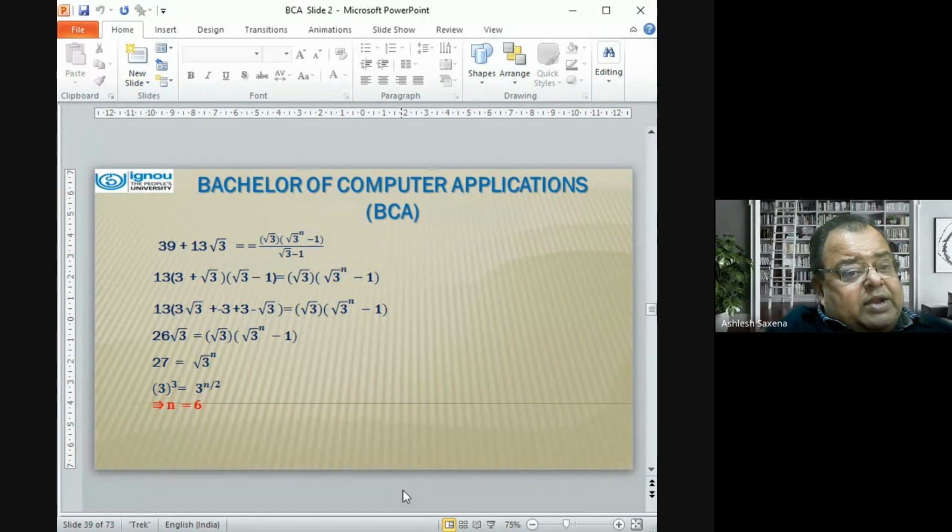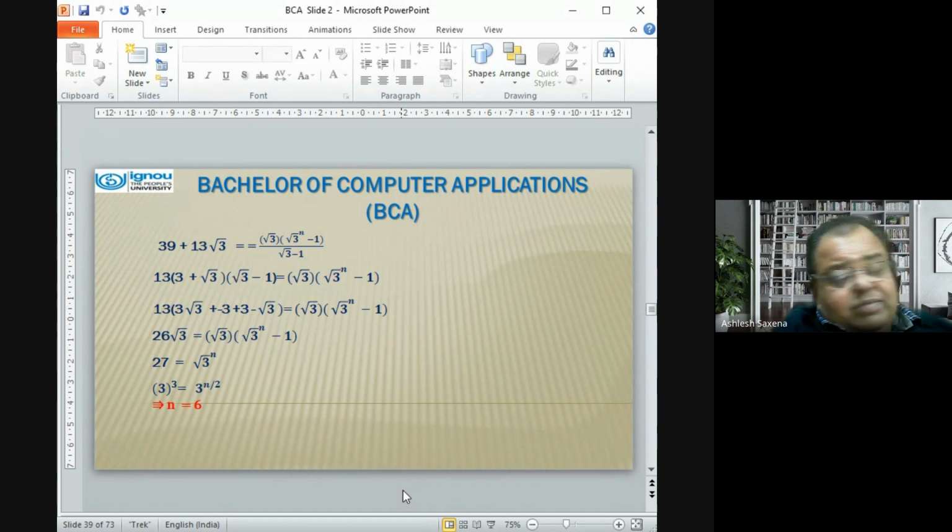39 plus 13 root 3 into root 3 minus 1 is equal to your numerator, that is root 3 into root 3 to the power n minus 1. I have multiplied the brackets first. I have taken 13 common because 13 threes are 39. Take 13 common, you will be left with 3 plus root 3 into root 3 minus 1. Don't touch the right hand side. Simplify the left hand side as much as you can. After multiplying the brackets, you are left only with 2 root 3. The 2 root 3 into 13 will be 26 root 3.